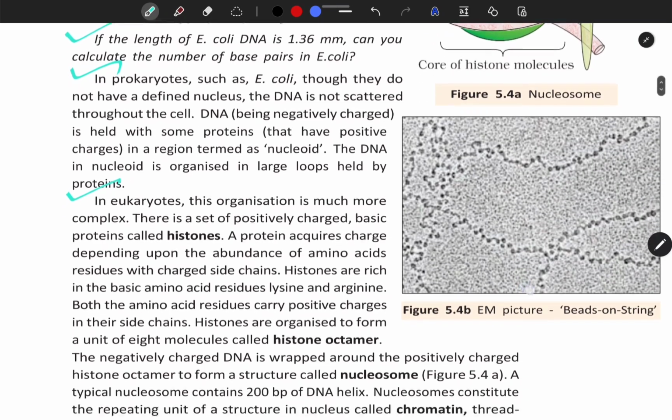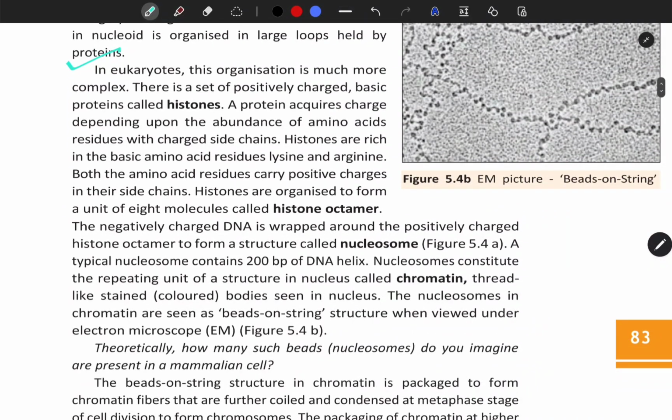In eukaryotes, this organization is much more complex. There is a set of positively charged basic proteins called histones. A protein acquires charge depending upon the abundance of amino acid residues with charged side chains. Histones are rich in basic amino acid residues, lysine and arginine. Both the amino acid residues carry positive charges in their side chains. Histones are organized to form a unit of 8 molecules called a histone octamer. The negatively charged DNA is wrapped around the positively charged histone octamer to form a structure called a nucleosome.